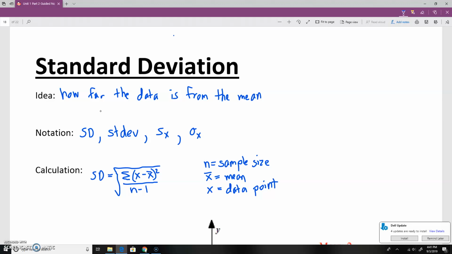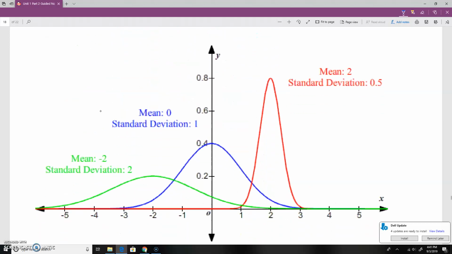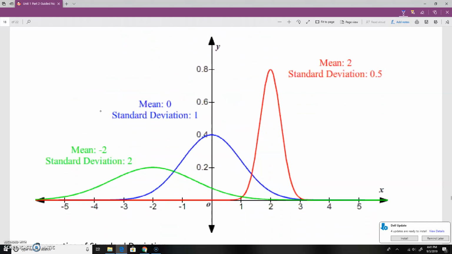Now, if this formula looks a little confusing, don't worry. We're going to step through it manually, and then eventually we're going to move on and do this a little different way where you don't really have to worry about the formula so much. Well, here's some examples of some data. You'll see they have different means. Notice that the one with a 2 standard deviation is a lot more spread than the one that has a 1 or the one that has a 1/2 here.